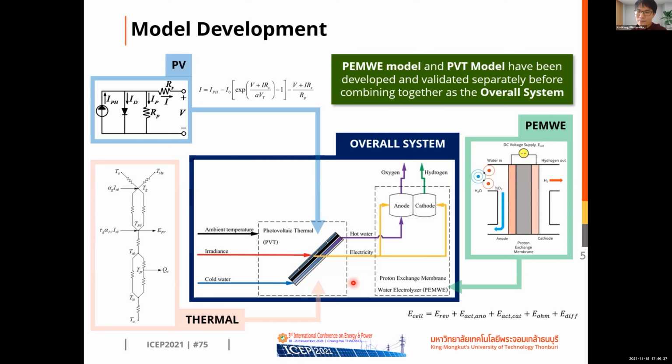The system may be explained a bit confusingly, but here we have mainly two systems. This is the photovoltaic thermal system, and this is the hydrogen producing system. For the photovoltaic system, we use a single diode model in this study, and this is the equation with 5 unknown parameters. Then we use a thermal network to analyze the thermal system underneath the PV. And then here, the PEM water electrolysis. We use the fundamental equation, the summation of voltages, including the minimum voltage that enables this system to separate hydrogen and oxygen.